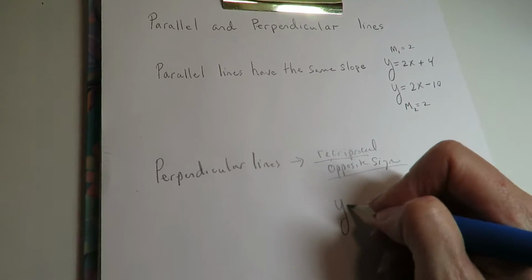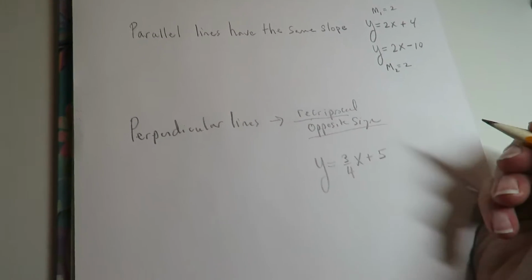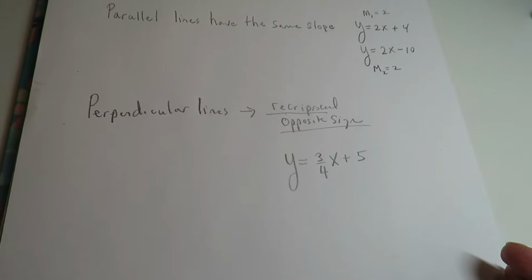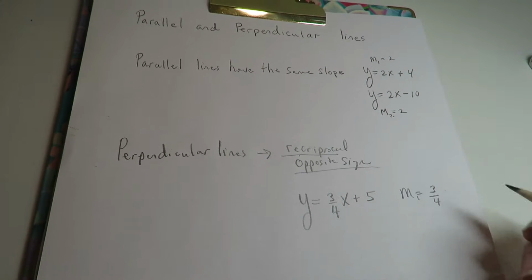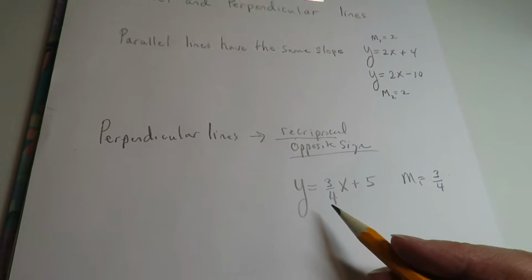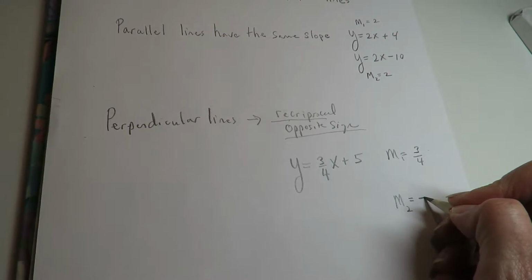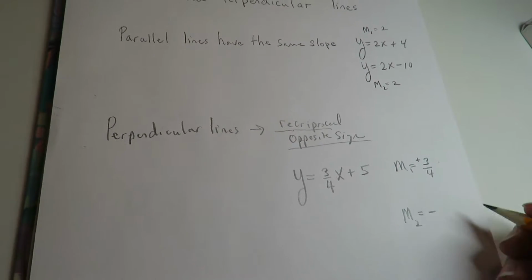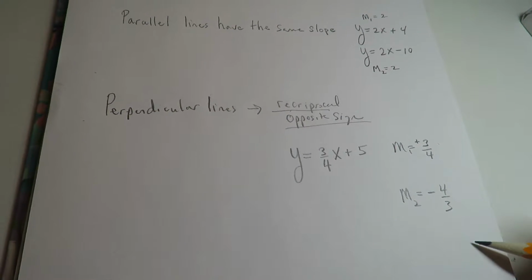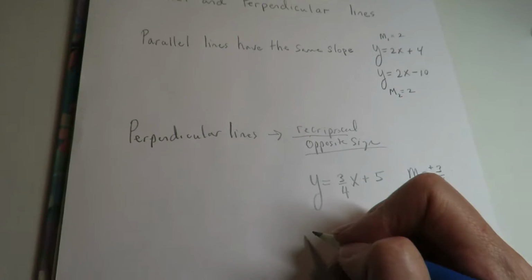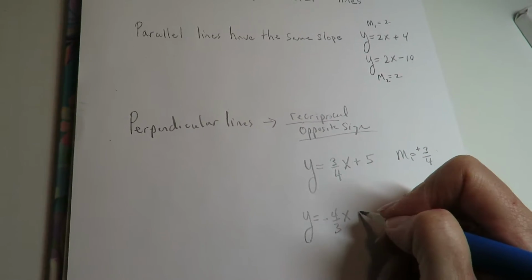So for instance, if I have a line that looks like this, the slope of this guy is 3/4. If I want to make a line perpendicular to this one, that means that its slope has to be negative, because the first one is positive 4/3. So I have to make a line that's going to have a slope of negative 4/3 x.